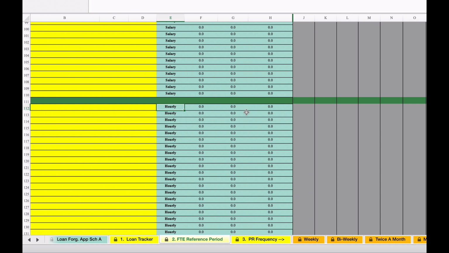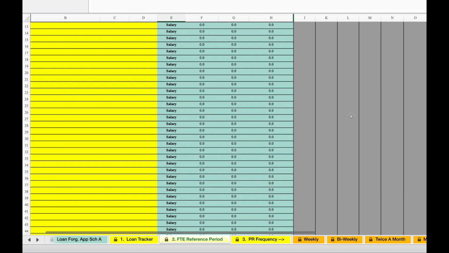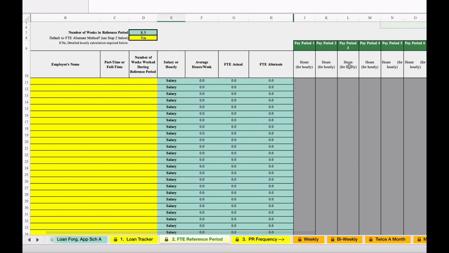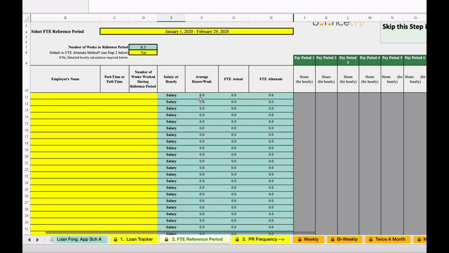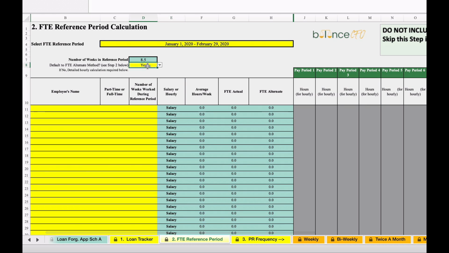But for hourly employees, okay, you're going to see now it's gray down here, because we basically aren't going to make you put in your hours every single pay period, right? If you're going to default to the alternate. So that's the benefit of just going straight with the alternate. You don't have to go pull the hours that they actually worked for all those pay periods.